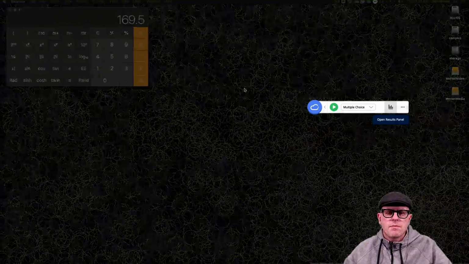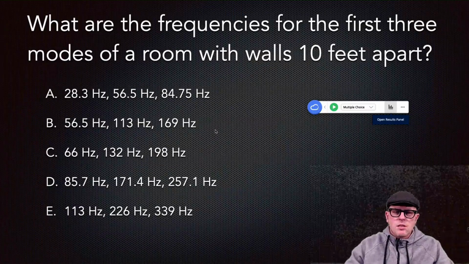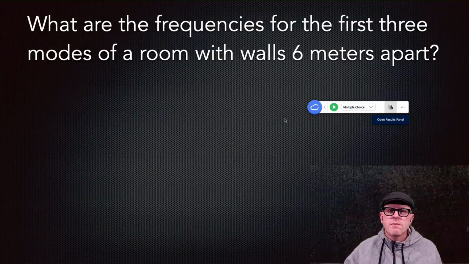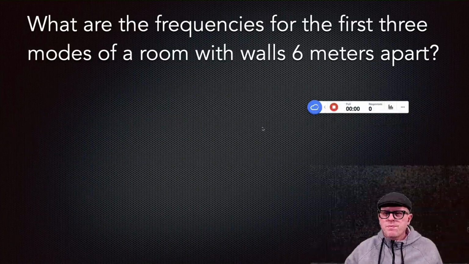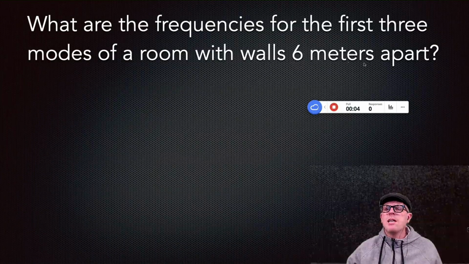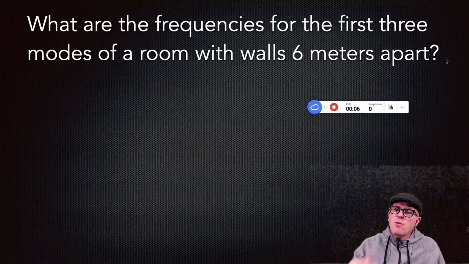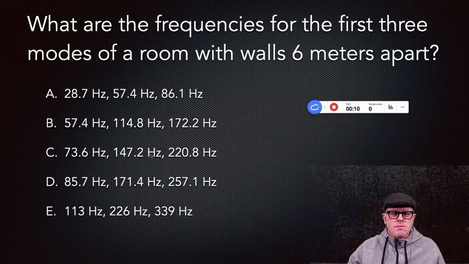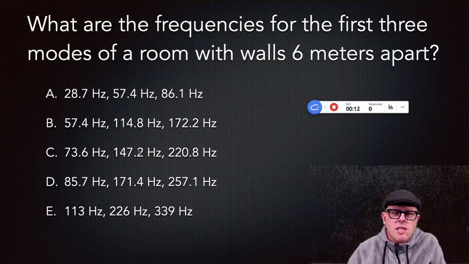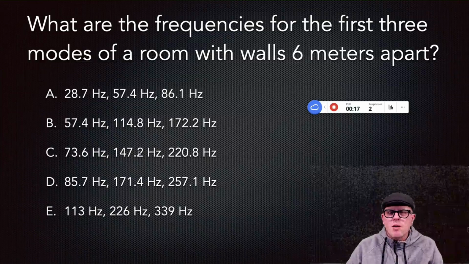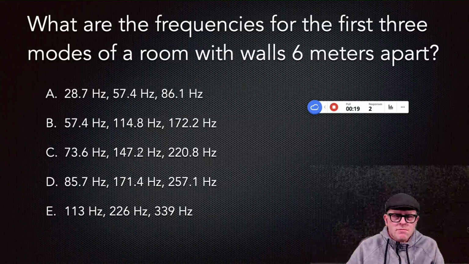Okay. The answer is 56.5. Yay. Let's do it again. Now I'm doing it in meters. What are the frequencies for the first 3 modes of a room with walls that are 6 meters apart? So now you use 344 instead of the other one, instead of 1130. So all you need to do is find one number and you've got it.